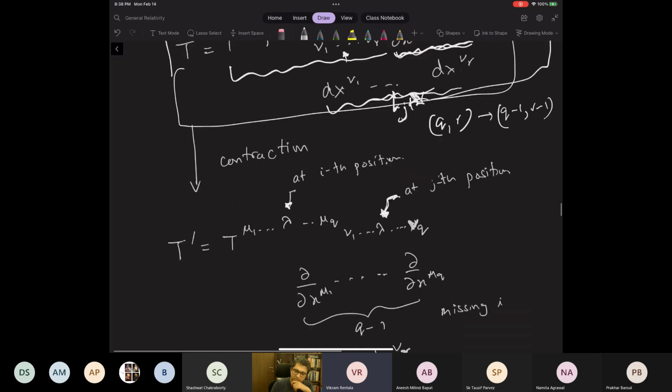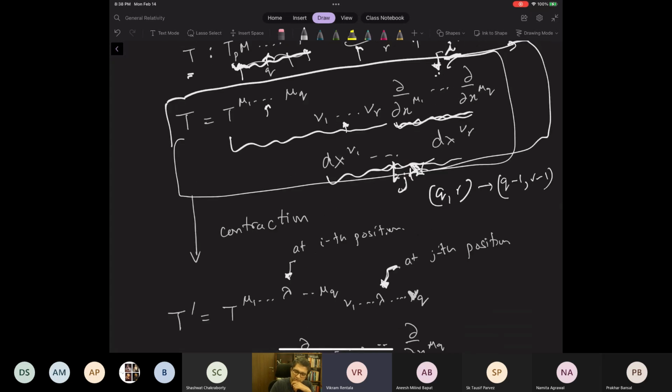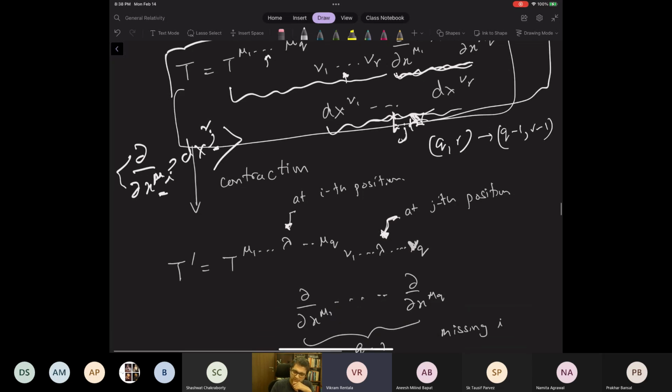Because this ith object acting on the jth object would be like partial x^(mu_i) acting on dx^(nu_j). It would essentially take an inner product of those two, which would result in a delta^(mu_i)_(nu_j). So when mu_i is equal to nu_j, this will give you 1. This will be true for every value when mu_i is equal to nu_j. So I'll choose mu_i equal to lambda, nu_j equal to lambda. So at the jth position I set this to lambda, at the ith position I set this to lambda.